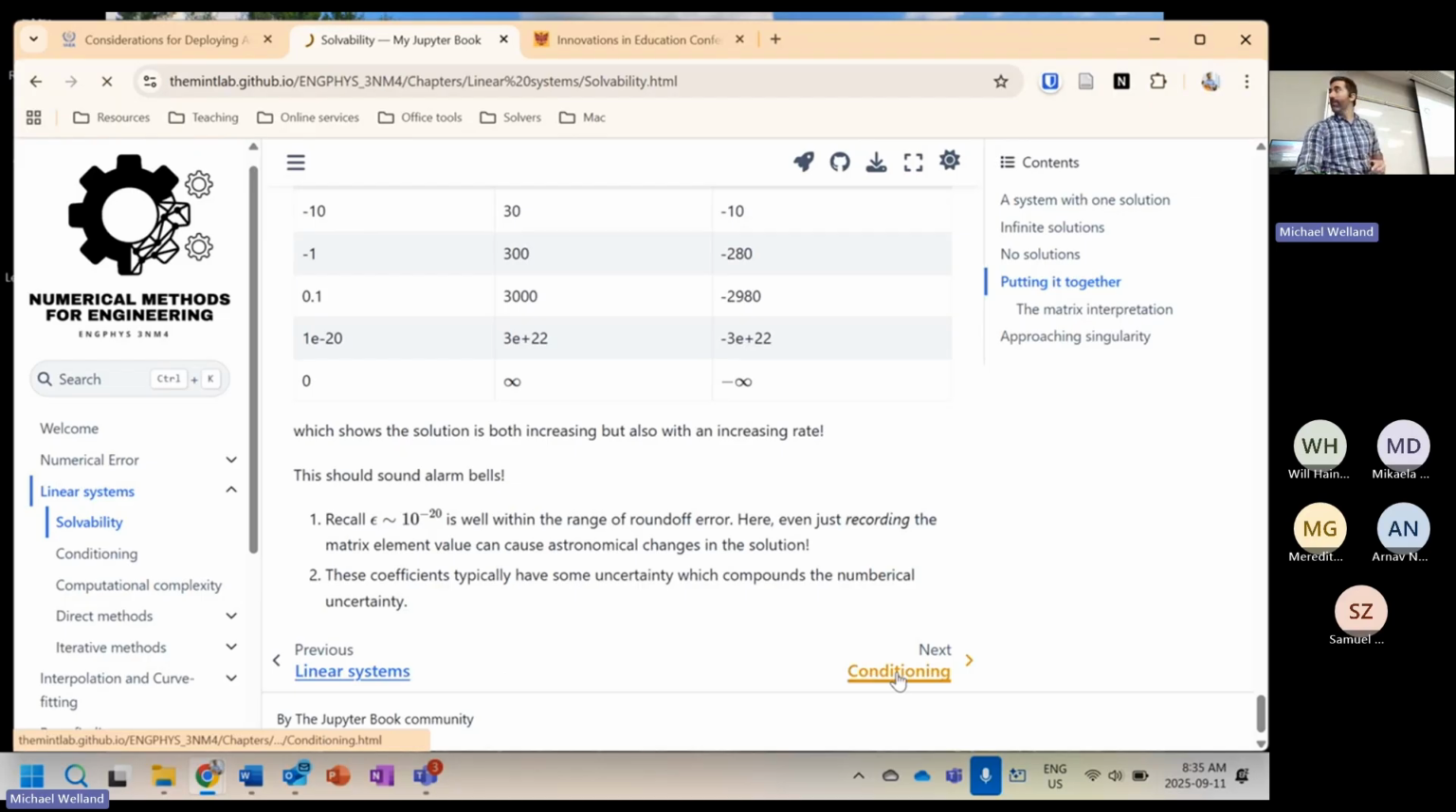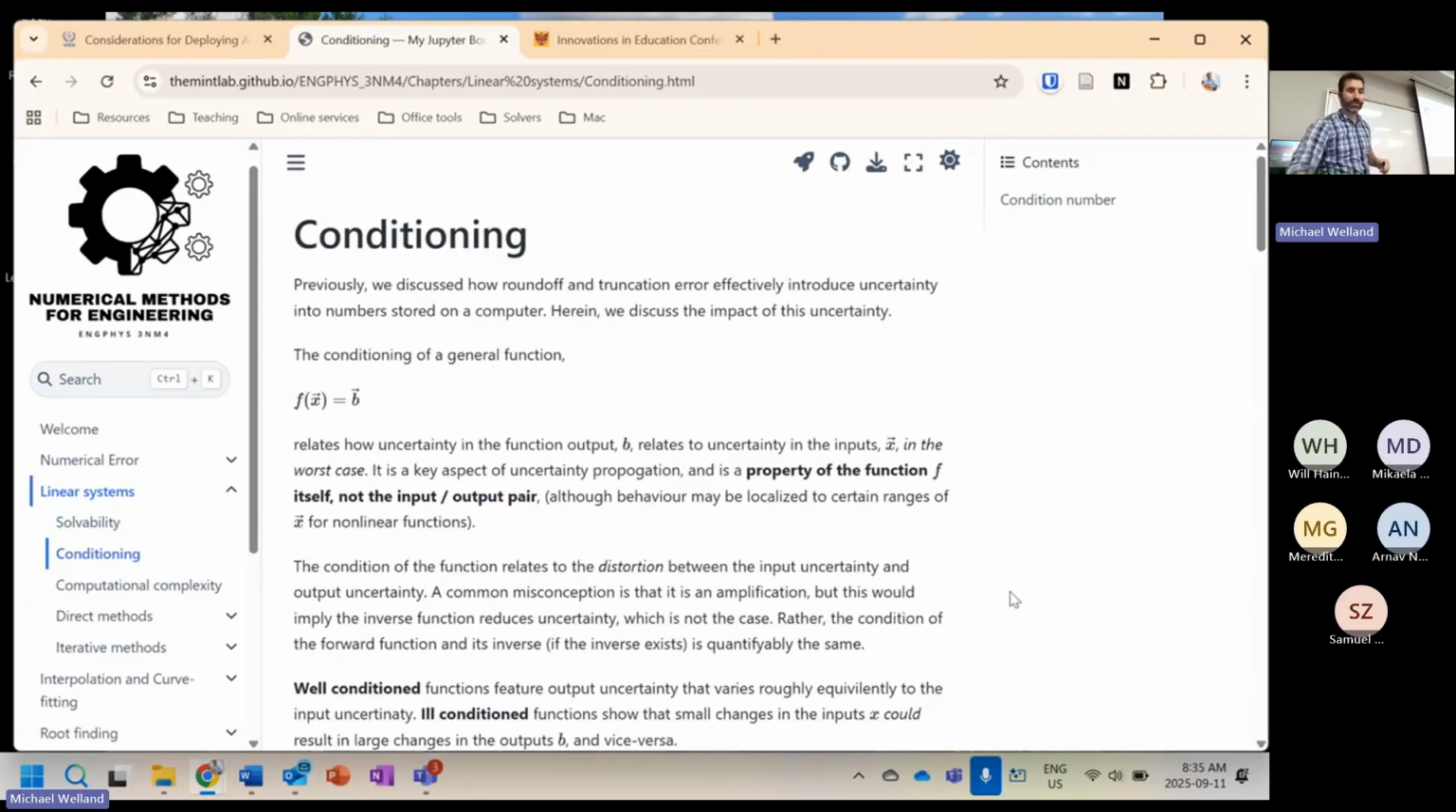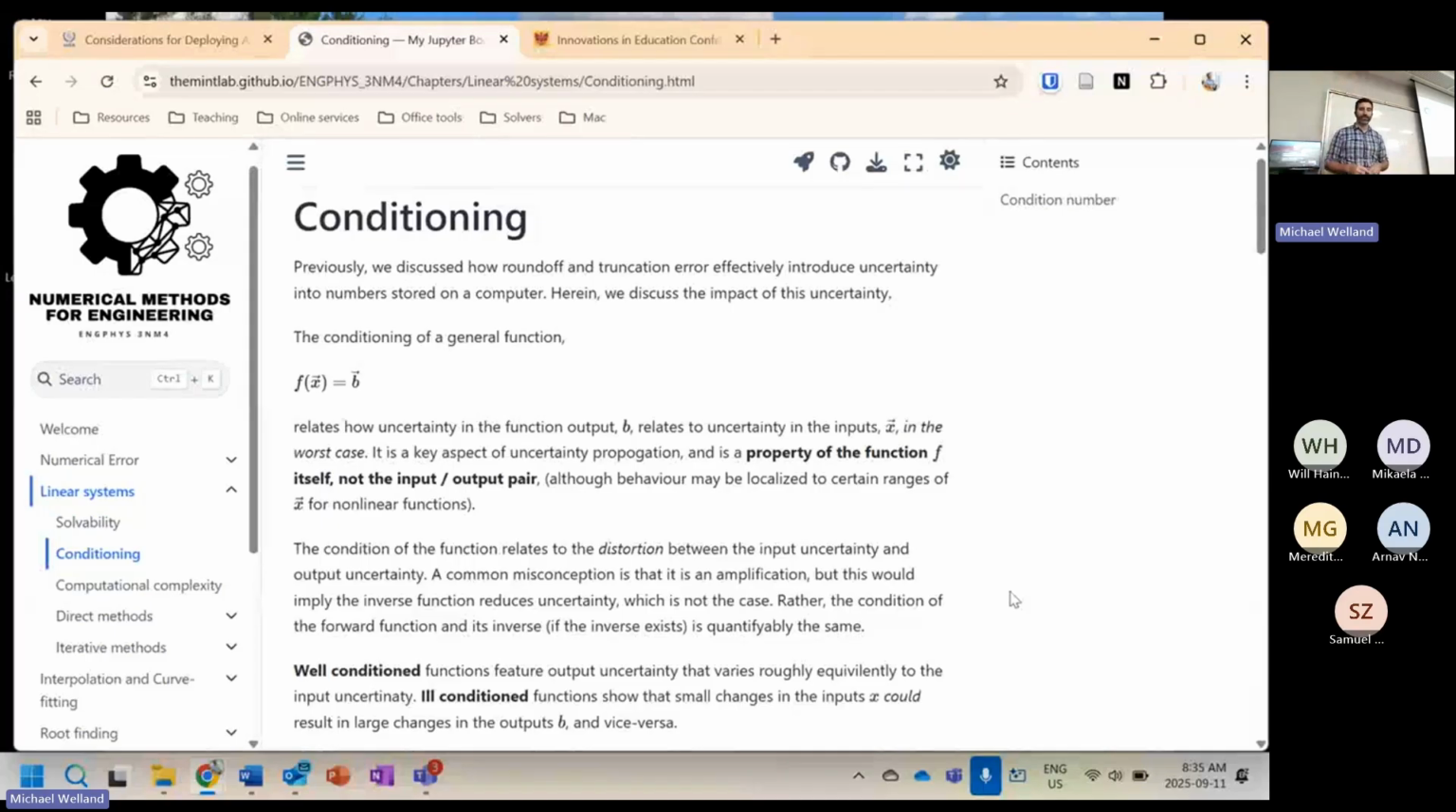Enter the notion of conditioning. Okay, this section is new. I rewrote it last night. That was fun.